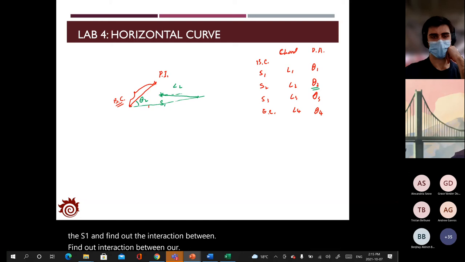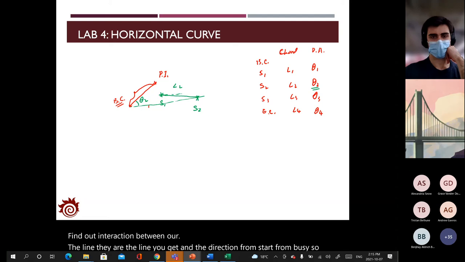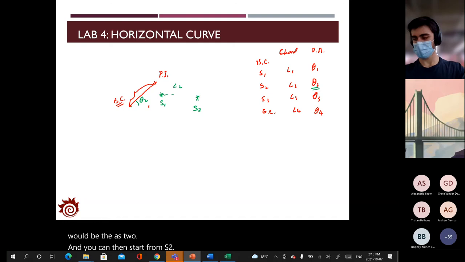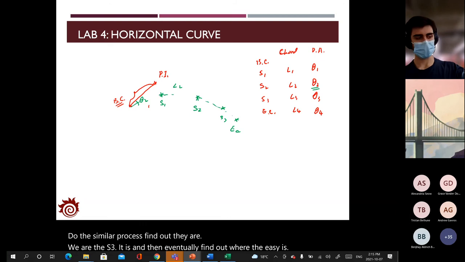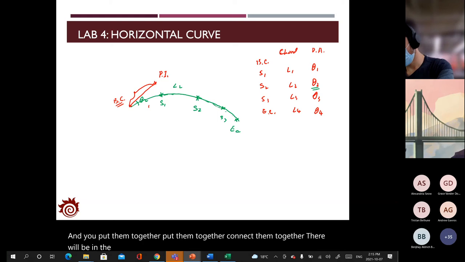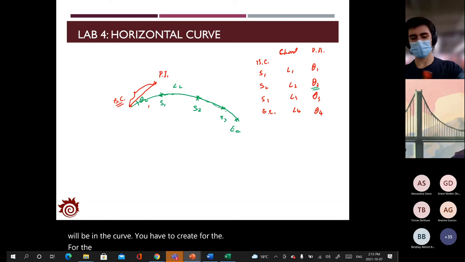That would be S2, and you can then start from S2, do the similar process, find out where S3 is, and then eventually find out where the EC is. And you put them together, connect them together, and that will be the curve you have to create for the horizontal curve, and that's your major task in lab four.